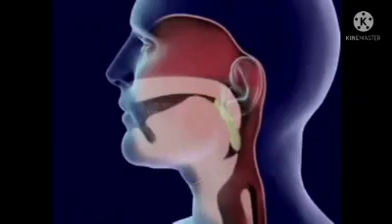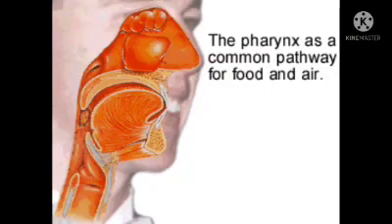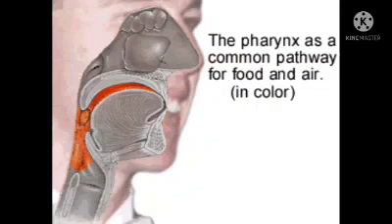Children, as the pharynx is used for swallowing food as well as breathing, the epiglottis, which is a flap-like structure, ensures that air can pass into the trachea and the food enters the esophagus.